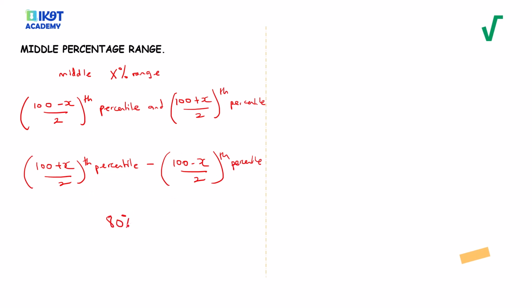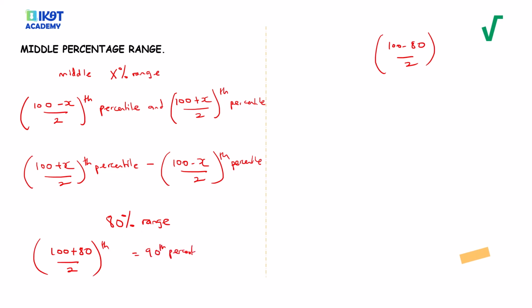I don't know if it's making sense in this form, but I can say compute the middle 80% range. So how am I going to do this? I'm going to say 100 plus 80 out of 2, then I also say 100 minus 80 out of 2. So this gives you 180 out of 2. What's 180 out of 2? This is 90. So I have to get the 90th percentile. This is going to give me 100 minus 80, 20, divided by 2. It gives me 10, so the 10th percentile.